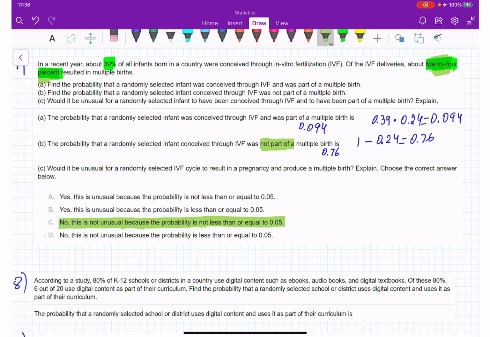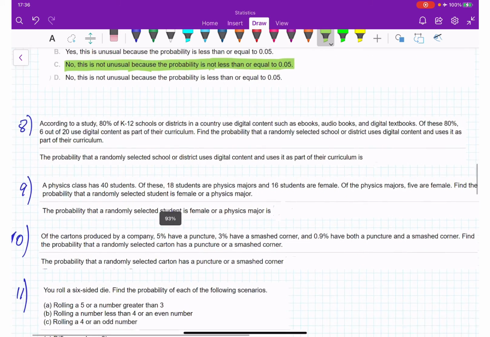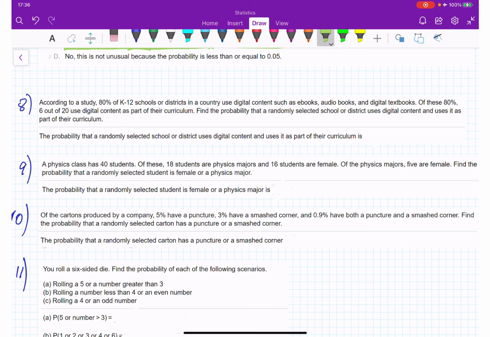Question number 8. According to a study, 80% of K-12 schools or districts in a country use digital content such as ebooks, audiobooks, and digital textbooks. Of these 80%, 6 out of 20 use digital content as a part of their curriculum. So we need to find the probability that a randomly selected school or district uses digital content and uses it as a part of their curriculum.